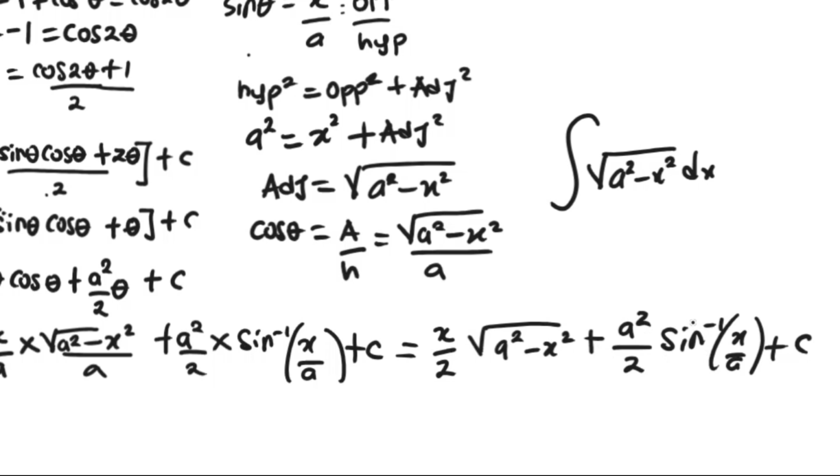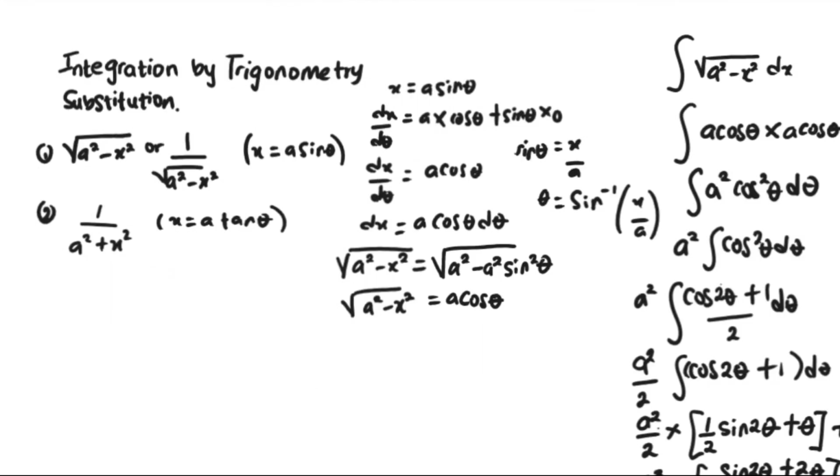Okay, so now let's consider another form. For the first example, we considered root a square minus x square, and I said that if you still want to do 1 over root a square minus x square, you're still going to use the substitution x equals a sine theta. So basically, I'm supposed to go straight into this, but let me still try explaining if it is 1 divided by square root of a square minus x square. So let's take an example also on that.